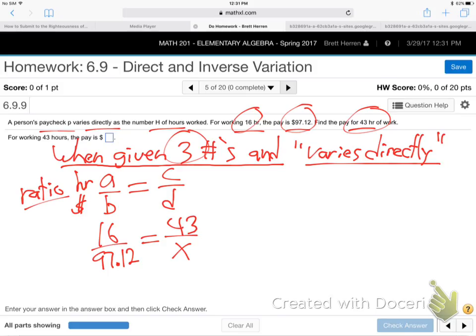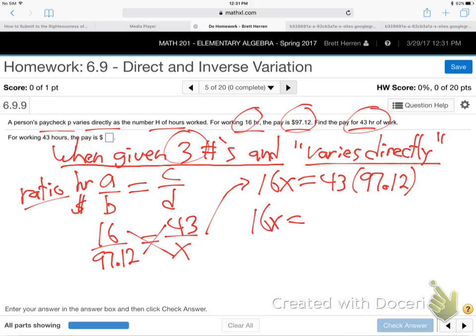So basically, if she got 97.12 for 16 hours, how much is she going to get for 43 hours? So how do I solve that for x? Diagonal, diagonal, right? 16x equals 43 times 97.12. Remember how we do those with the diagonal, diagonal? Yeah. Cross multiply?